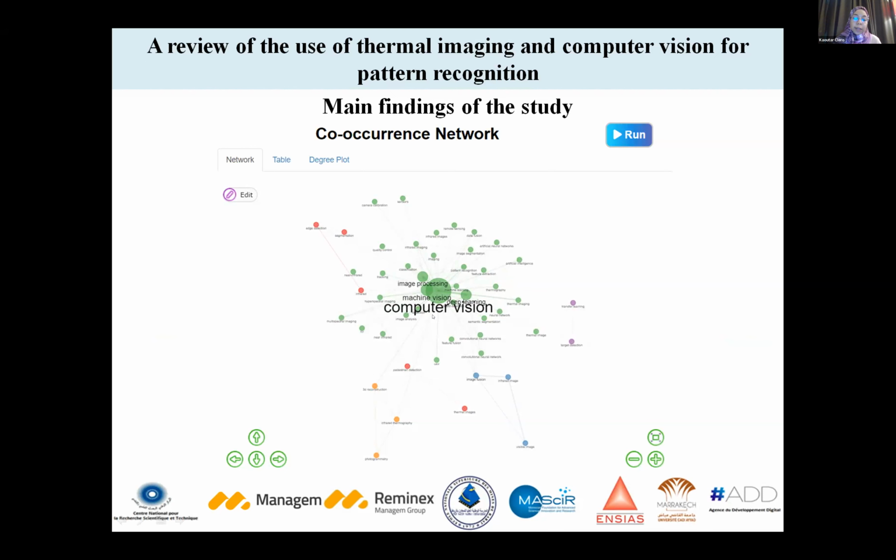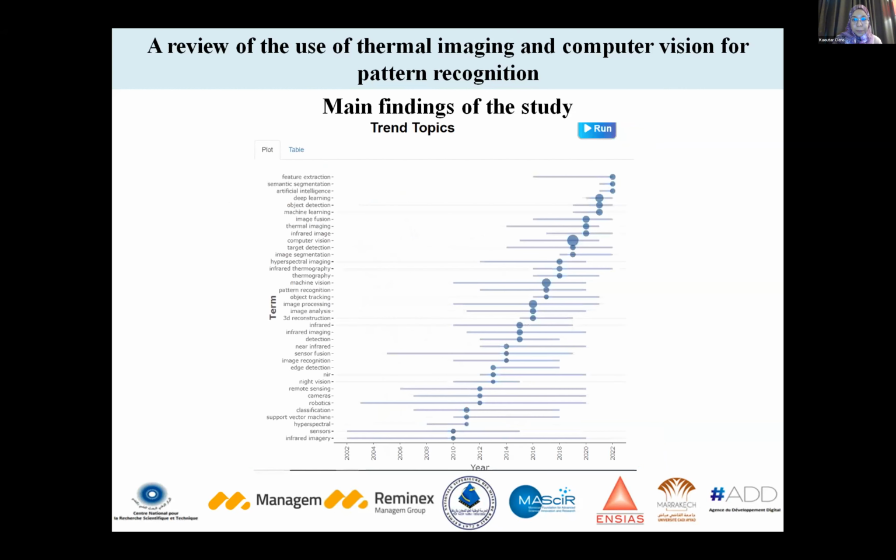The second one concerns thermal images, segmentation, edge detection, and sensors. The third one concerns the infrared and visible image fusion. The fourth one concerns the transfer learning and target detection. And the last one concerns photogrammetry, infrared thermography, and 3D reconstructions.